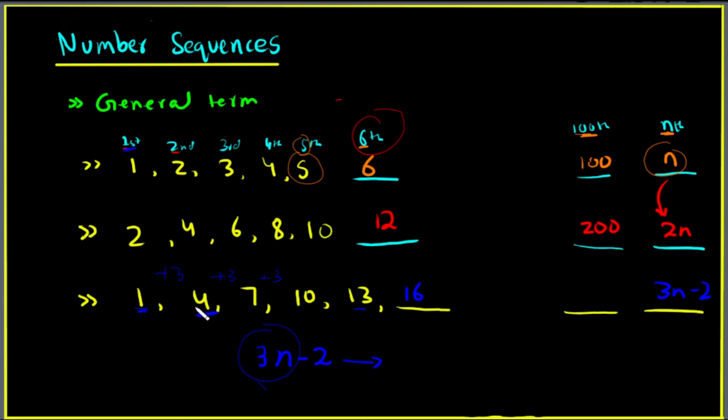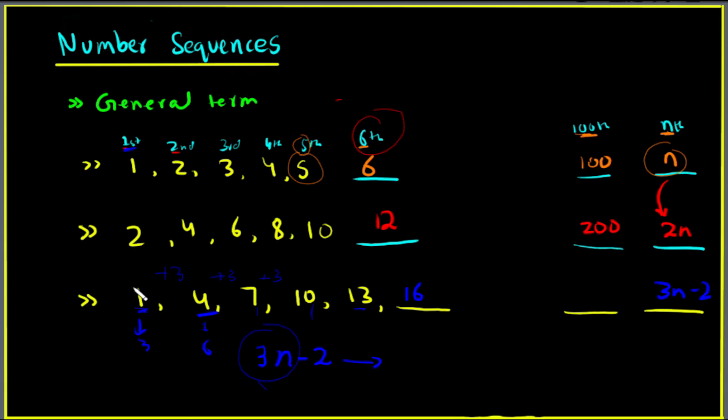Or you can just see it this way. If you just add a 2 into all of these terms, then this will become 3, this will become 6, this will become 9, this will become 12. So you see it's a timetable of 3. So there has to be 3n, because the general term for the timetable of 3 is 3n. But this is not actually like that. The timetable of 3 is there, but every term is 2 less than that.